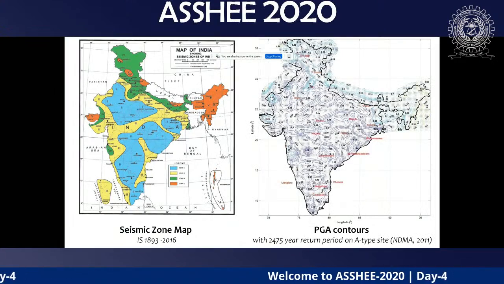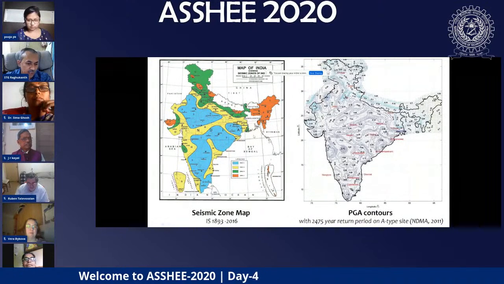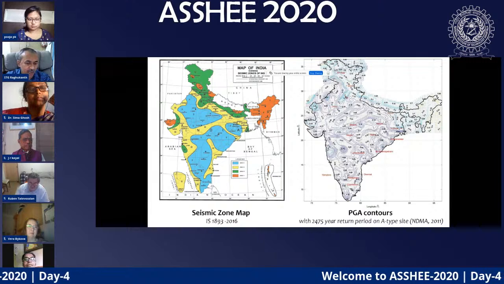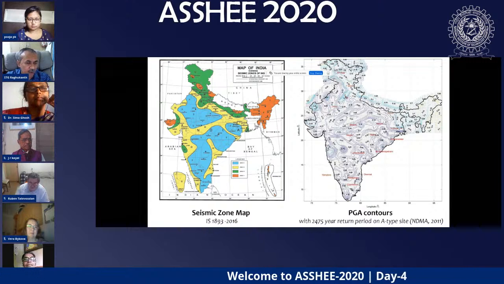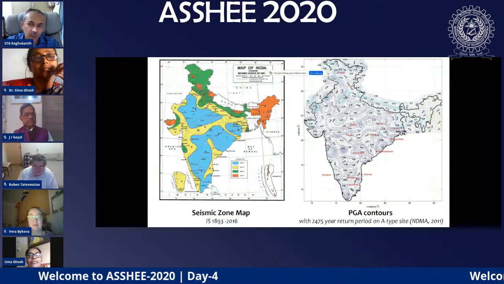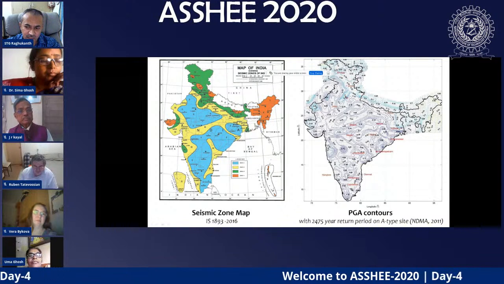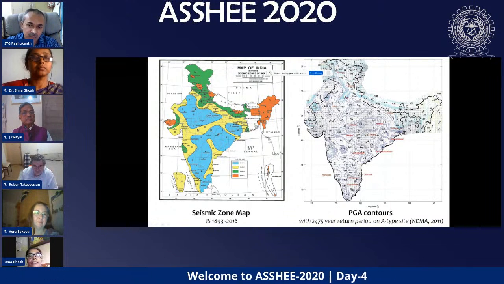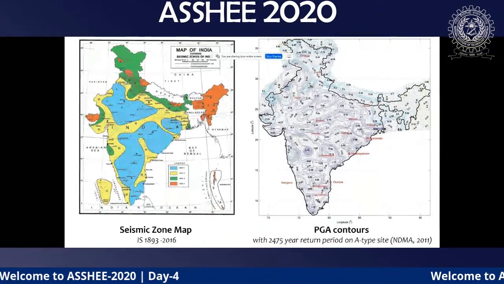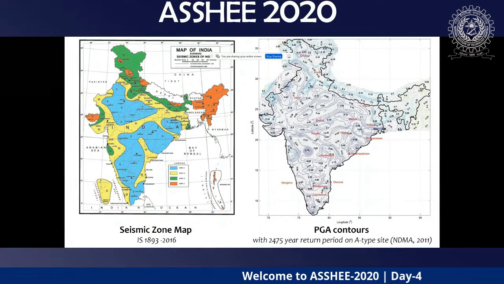So this is the existing seismic zone map, on my left side. India is divided into 4 zones, and they give PGA levels of 0.1, 0.16, 0.24, and 0.36 g, which is the highest in the country. This map is based on past damages only. And the map on the right-hand side is a PGA contour map, which we developed in 2011 using PSHA at a 2,475-year return period, and this is valid for A-type site.